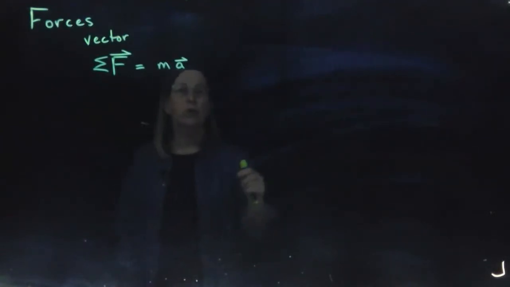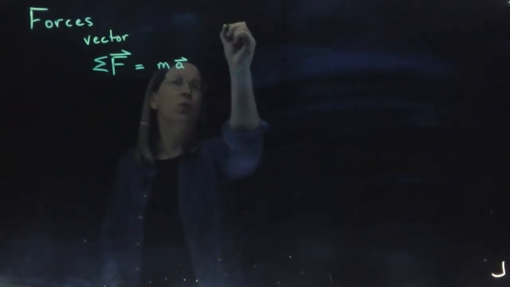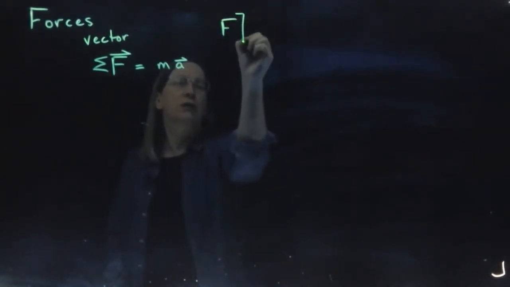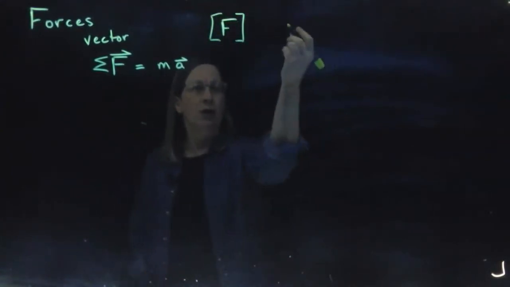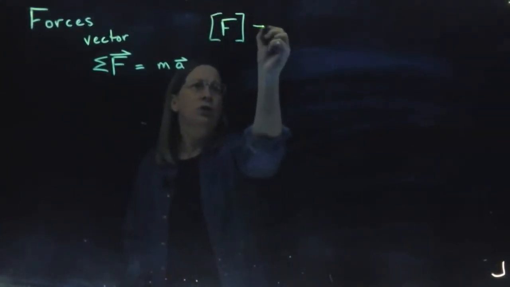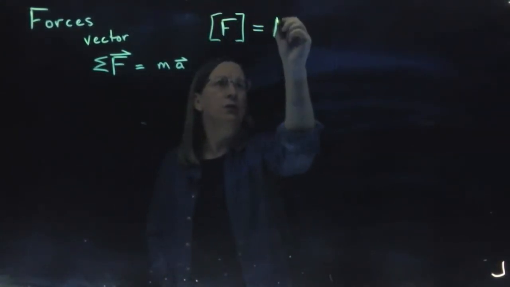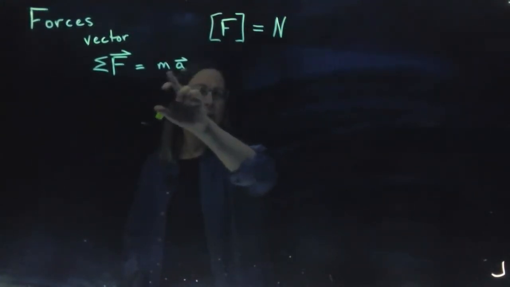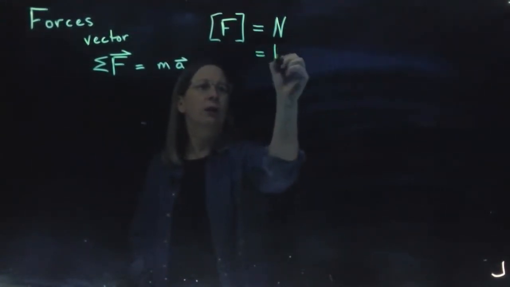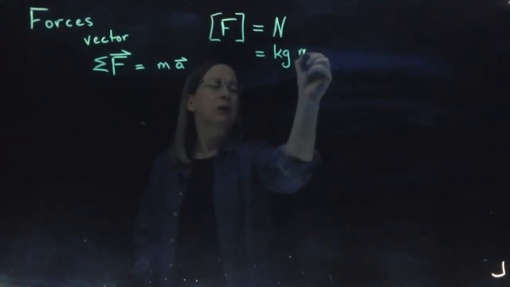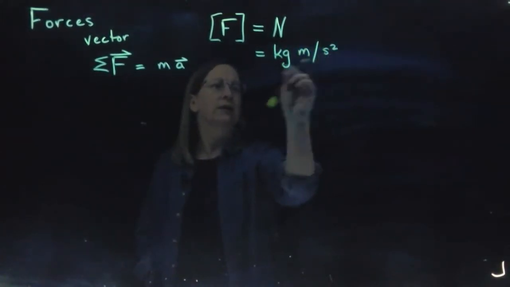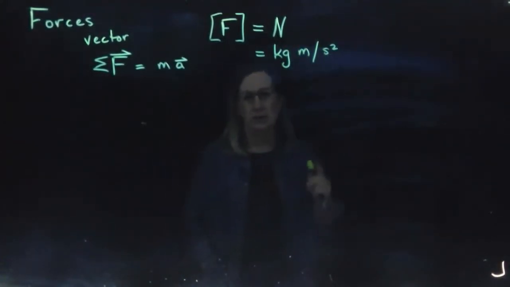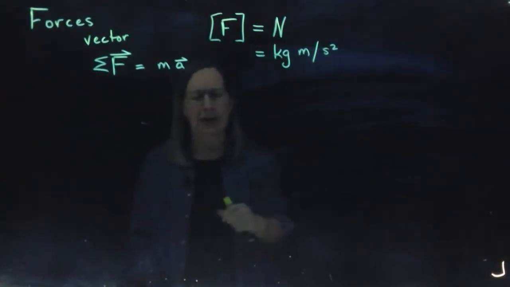So the first thing we notice about forces is the units of a force, and I use a bracket to tell me about units. The units of force are newtons, which is also mass times acceleration, which would mean kilograms times meters per second squared. So that takes us back to our fundamental units of kilogram, meters, and seconds for our MKS system, if you like.